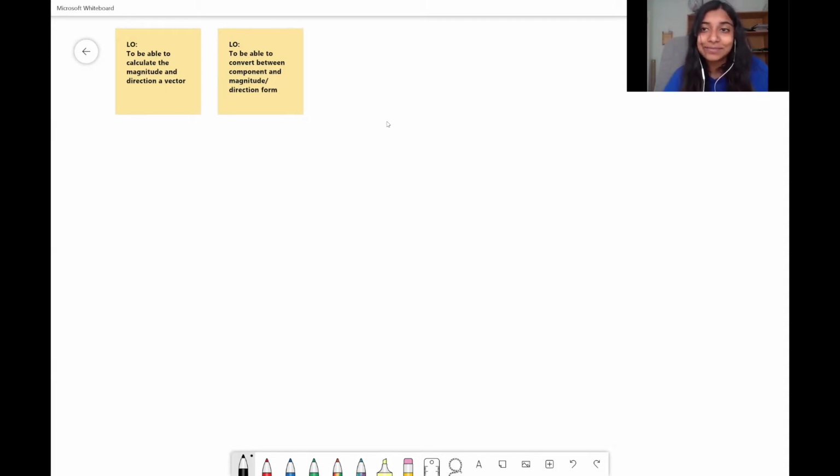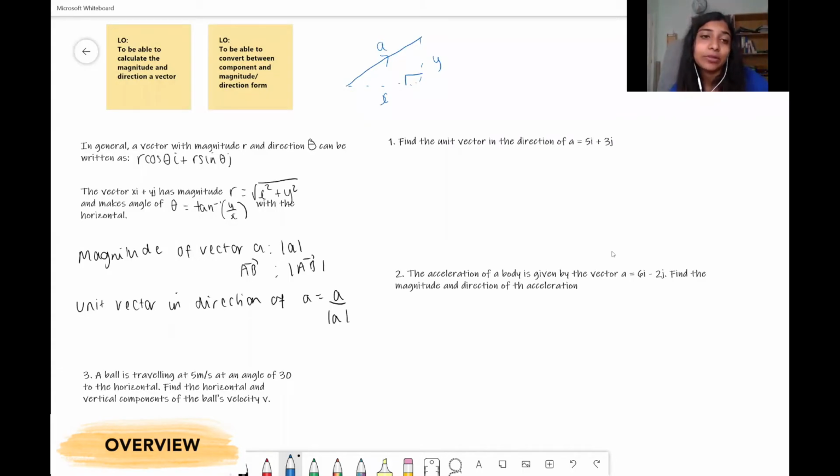But let's get started. Okay, so I've written out the main points that you need to know for calculating the magnitude and direction of a vector. In general, if you have a vector in the form xi plus yj, then its magnitude r is equal to the square root of x squared plus y squared. That's just using Pythagoras theorem. In this diagram, let's say we have this vector a, and you can break it up into its components. So a would be in the form xi plus yj.